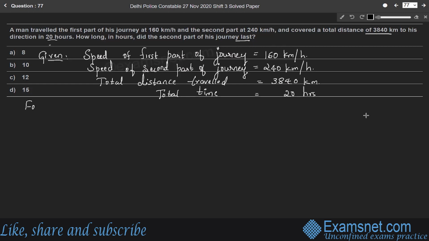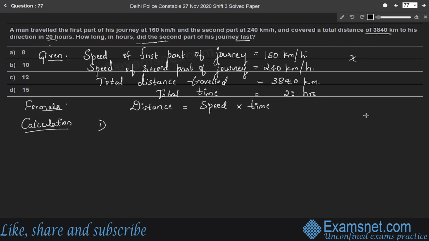So here we are using the formula to find the time when the distance and speed are given, right? Therefore, distance is equal to speed into time, or time is equal to distance by speed, right? So calculation. There are two parts in the calculation. So let time taken to travel in the first part of the journey be x, right?